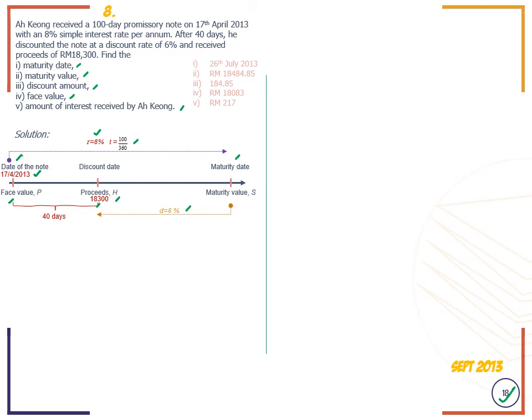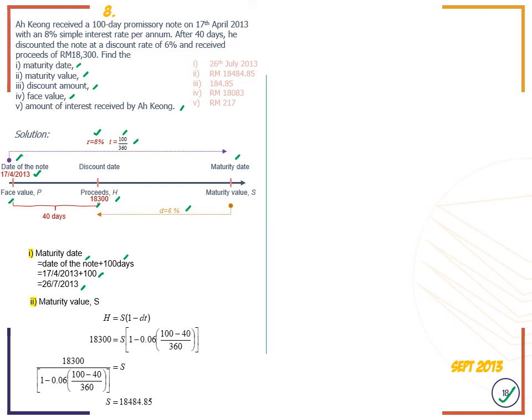So let's solve for the first Roman, maturity date. Maturity date is equal to the date of the note plus 100 days. So the date of the note, 17 of April 2013, plus 100 days. Therefore, the maturity date is on 26 of July 2013.